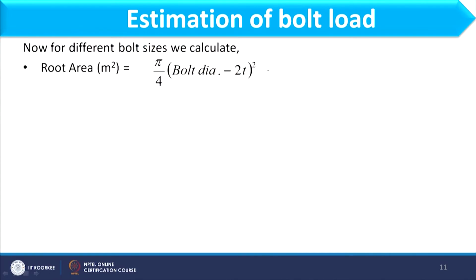So, till now we have found the minimum bolting area, and now we will decide how many bolts will be required. For that purpose we have to find out the root area. Root area is related to a particular bolt, and it can be defined as pi by 4 times (bolt diameter minus 2t) whole square. Now, what is bolt diameter and what is t?